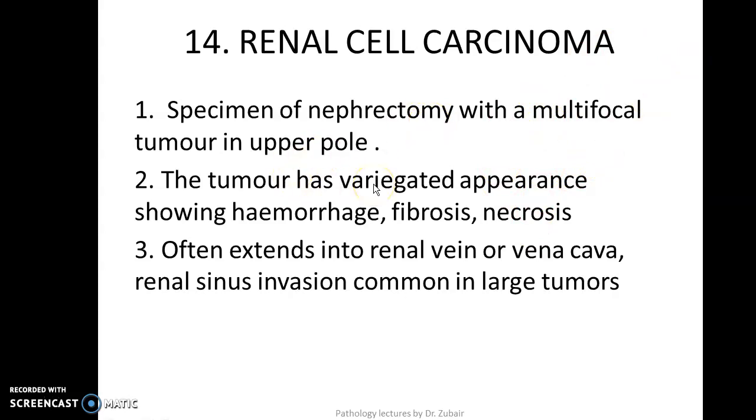What's the meaning of variegated? Different colors, different appearance, different textures, showing hemorrhage, fibrosis, necrosis. And renal cell carcinoma is a tumor which extends into the renal vein or vena cava with a renal sinus invasion. That's how this tumor differs from the other carcinomas.